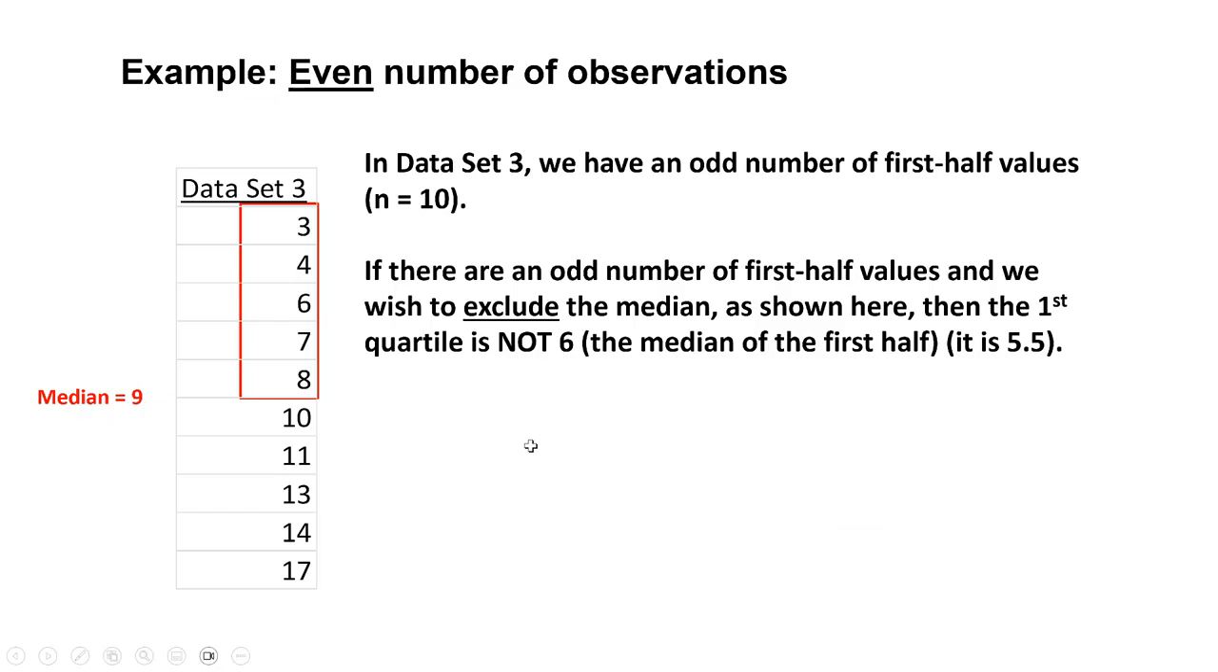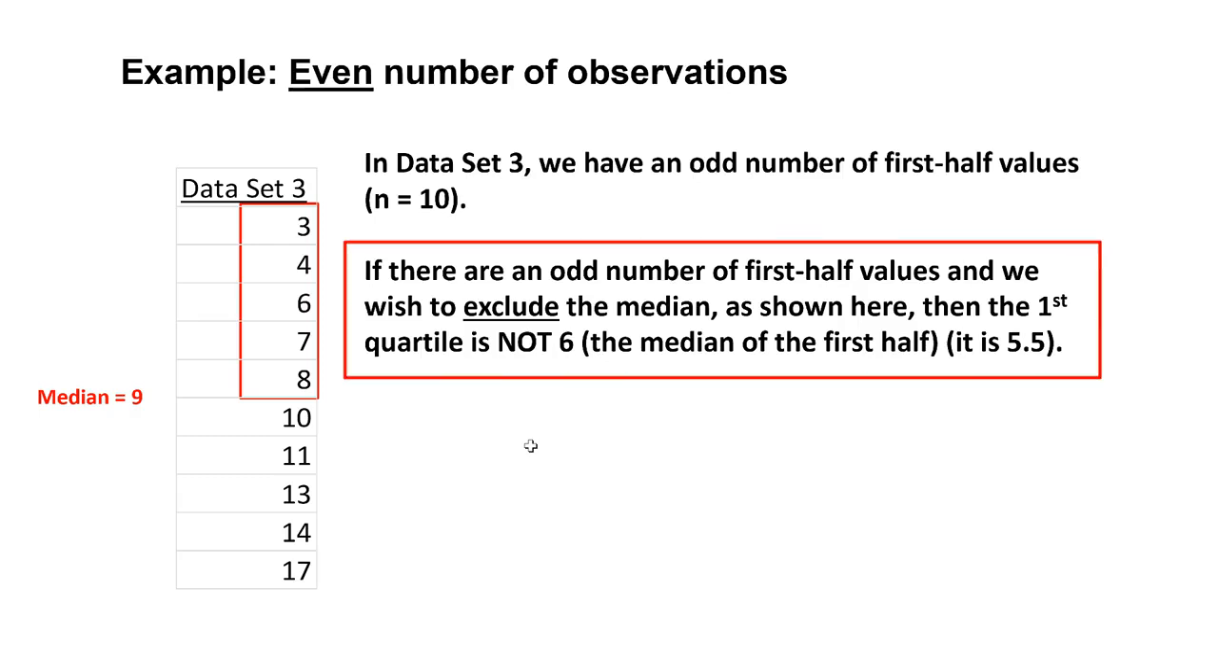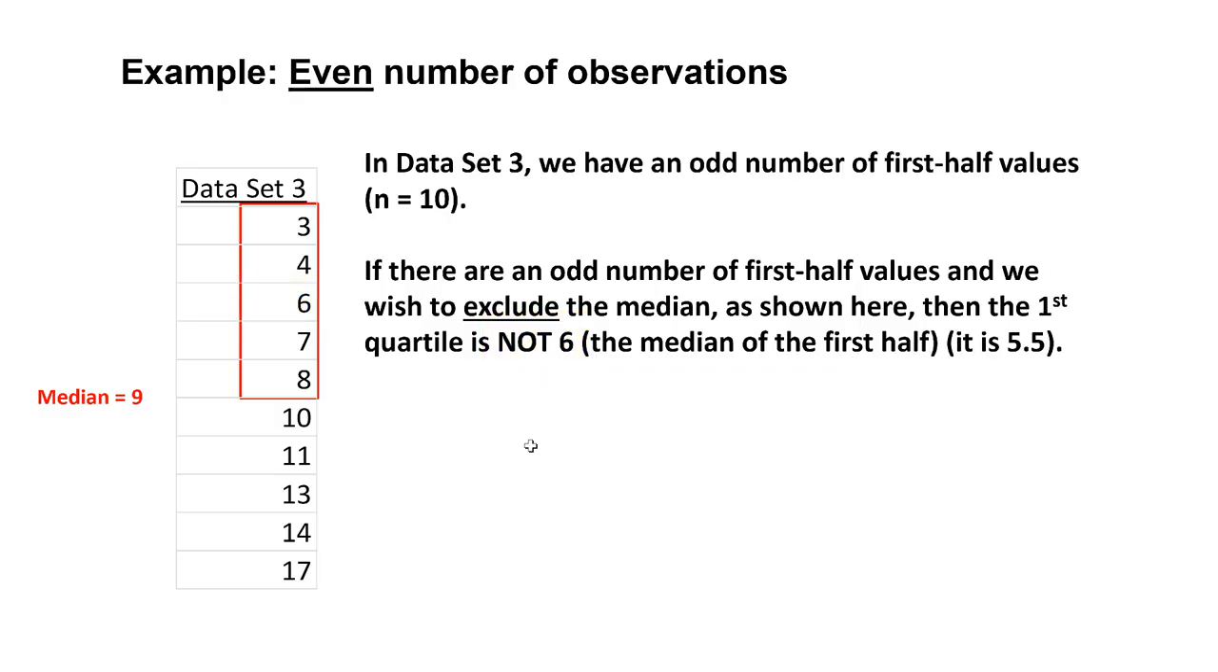So now let's move on to data set 3. We have an even number of observations, n equals 10, but we have an odd number of first half and second half values, where we have 5 in each half. So if we want to exclude the median, as shown here, then the first quartile is actually not 6. It's not the median of those odd numbered values. It's not 6, it's actually 5.5.